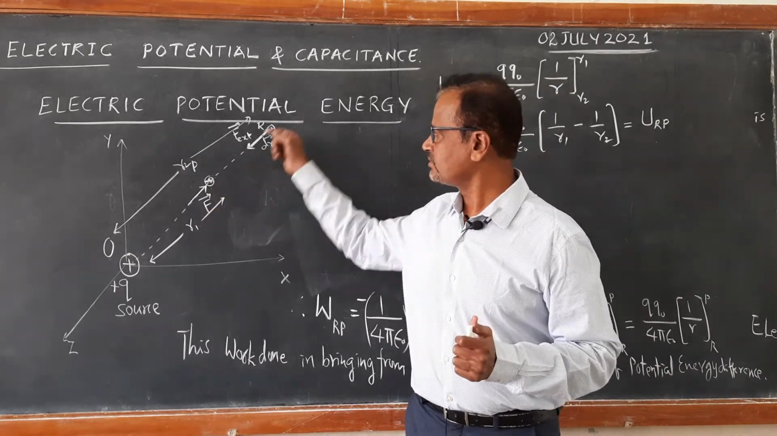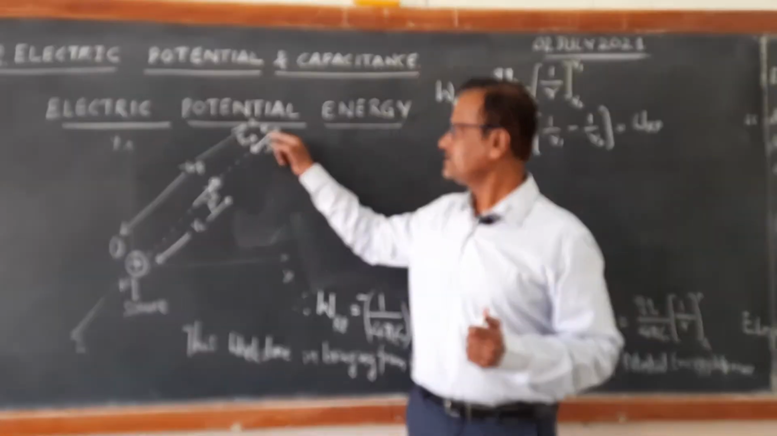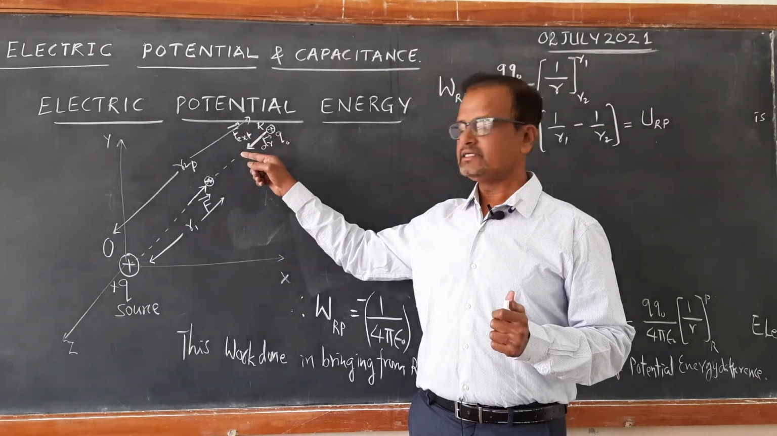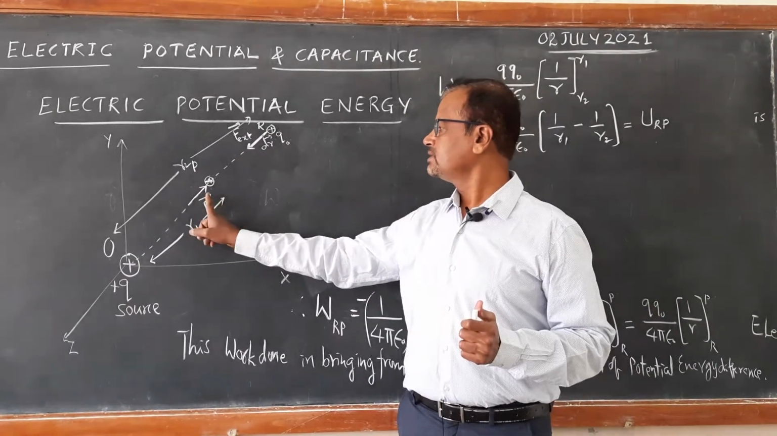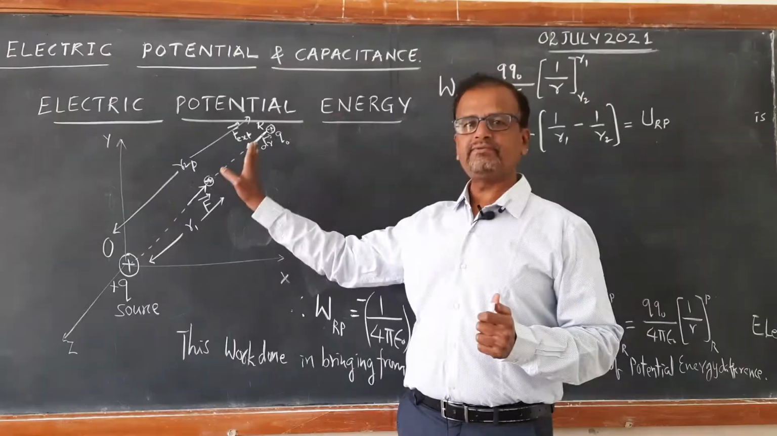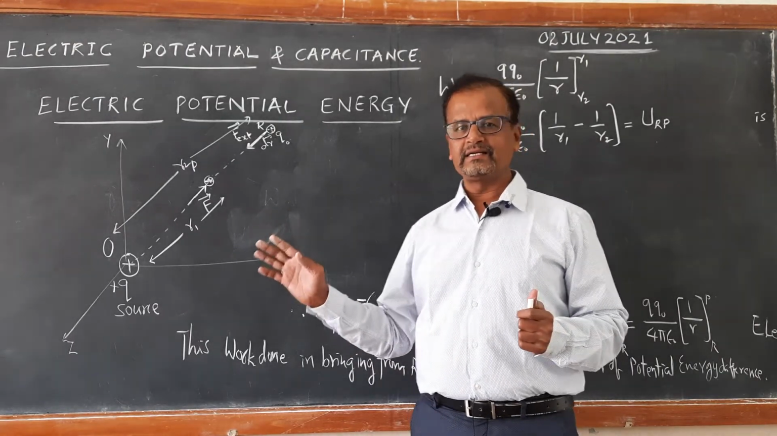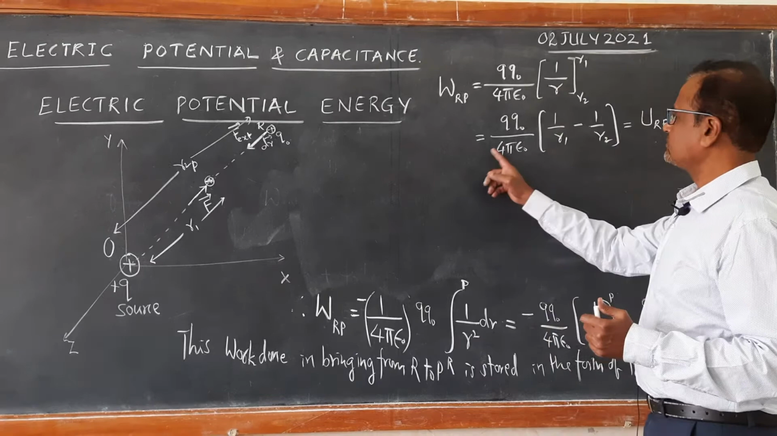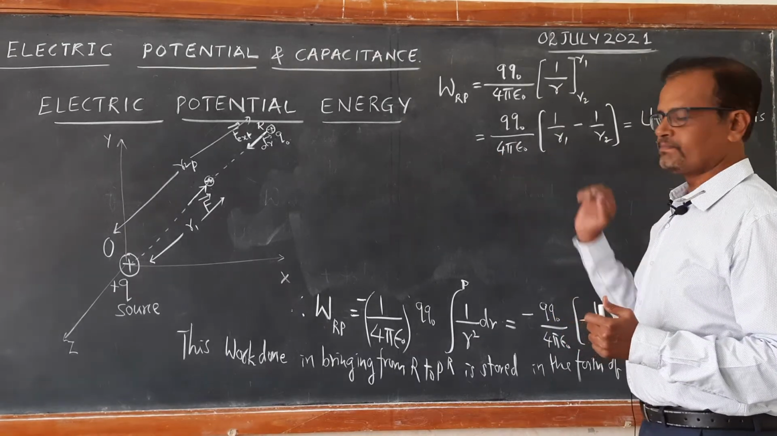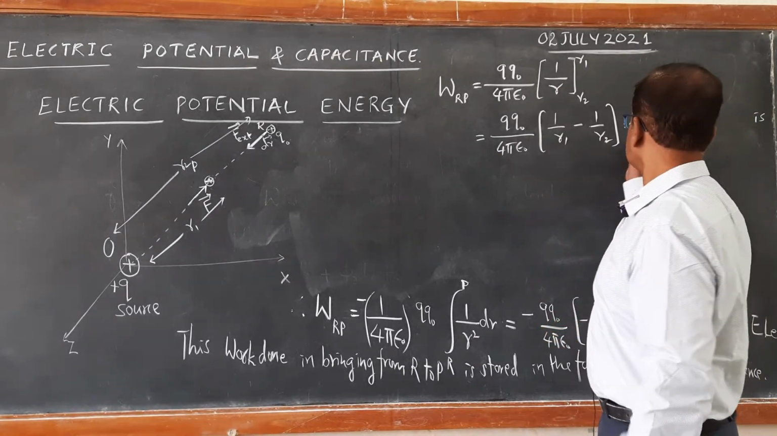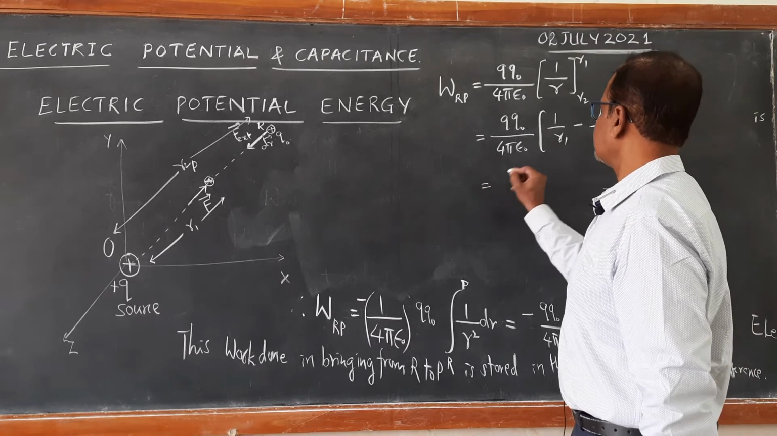Against this repulsive force, work is done such that the external force exerted is exactly equal and opposite to the electrostatic force of repulsion. So, in this case the work is positive. Therefore, we get potential energy also positive.